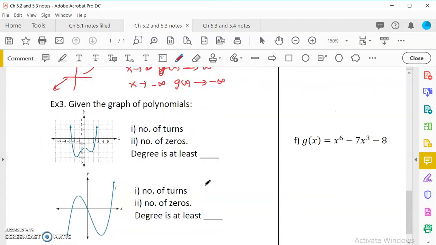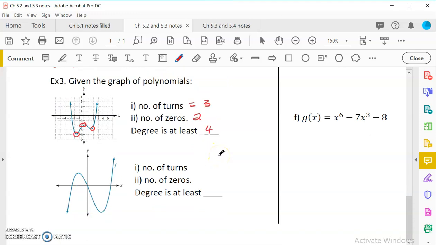So let's look at this too. Someone gives us a polynomial function. We have no formula, but we can still talk about how many turns we have. 1, 2, 3, right? We have 3 turns. So how many zeros do we have? Zeros are the x-intercepts. You have 2 zeros. So if we have 3 turns, at least it is degree 4. If degree 4 has 3 turns, it would be at least degree 2, but because you have more turns, it would be 3, 4.